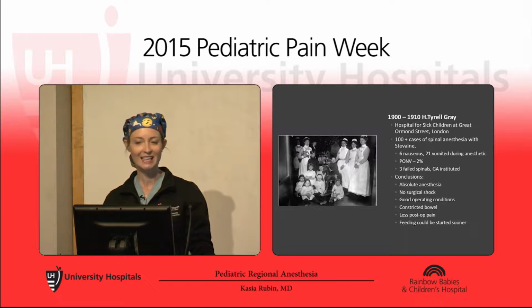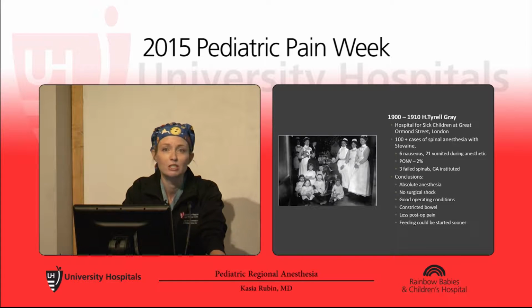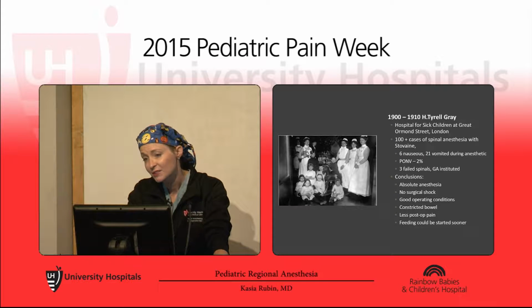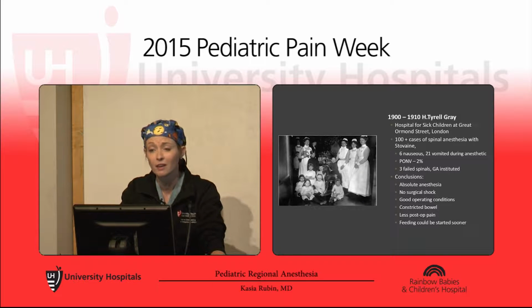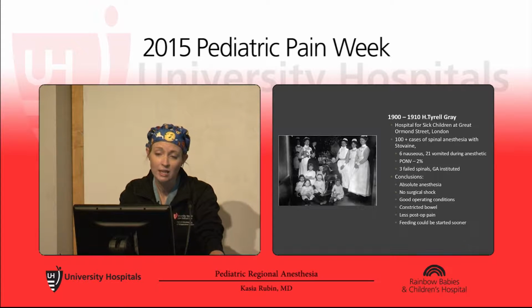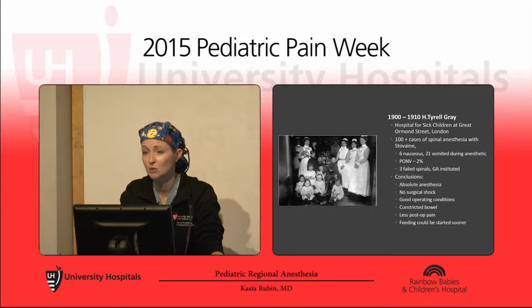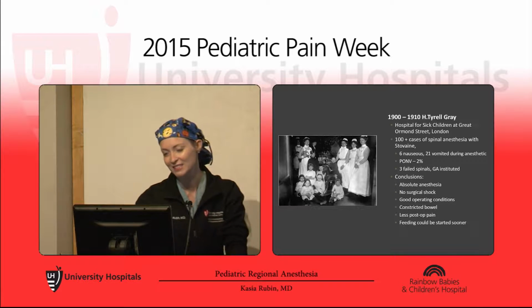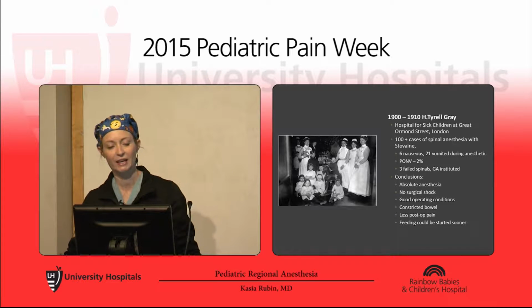Then we move into 1900 and 1910, and now we're in London. Dr. Gray is the man who published the first 200 cases, all spinal anesthetics in children. What's interesting is that his conclusions in 1910 were exactly the same things that we know today. He got absolute anesthesia, didn't have any surgical shock or hypotension, had good operating conditions and constricted bowel. He found less postoperative pain, and feeding could be started sooner on these children than on all the ones he'd operated on previously. Interestingly enough, we're still examining some of the same issues that these guys were looking at a century ago.